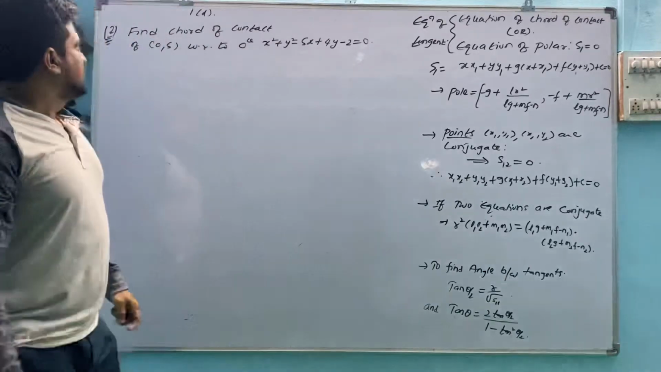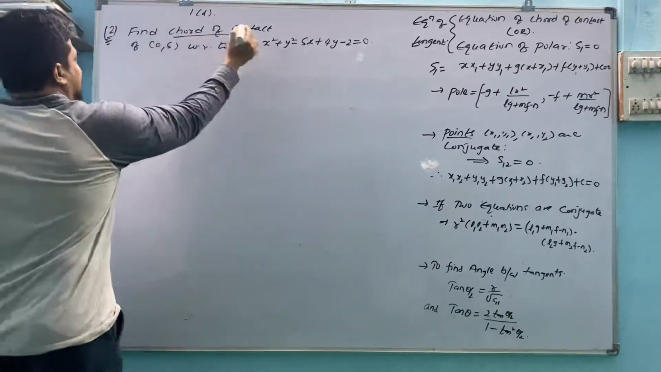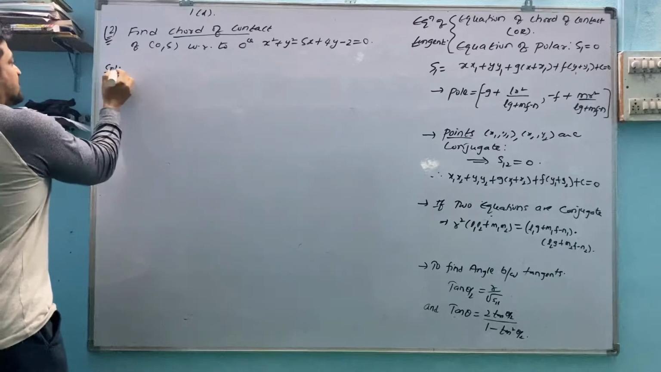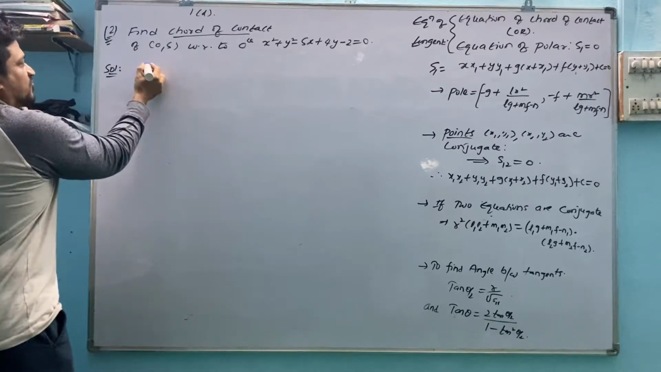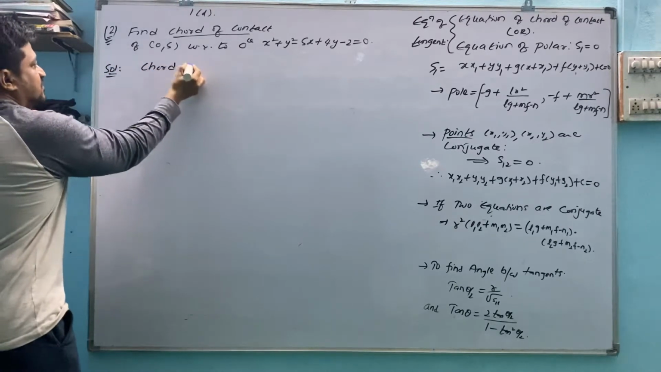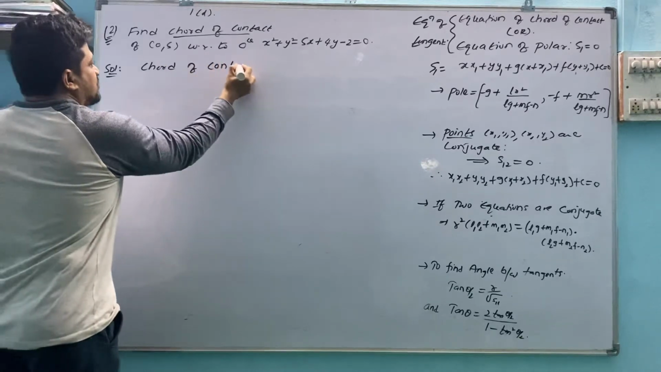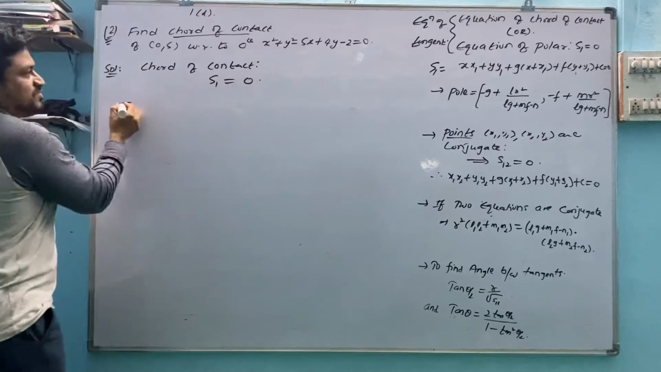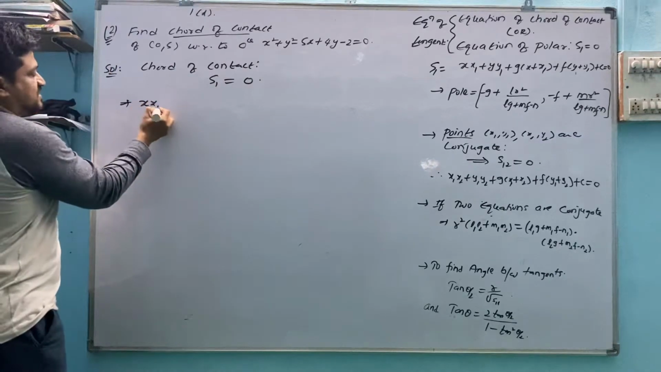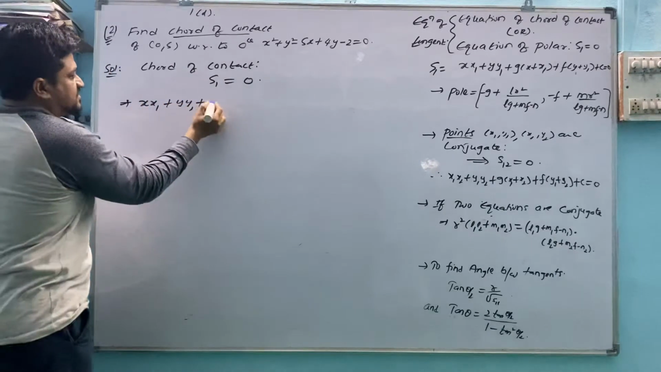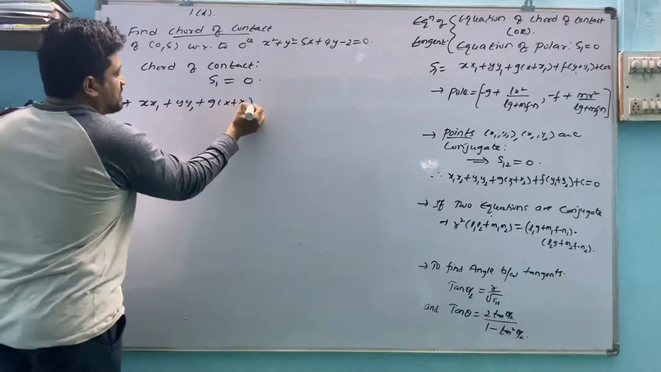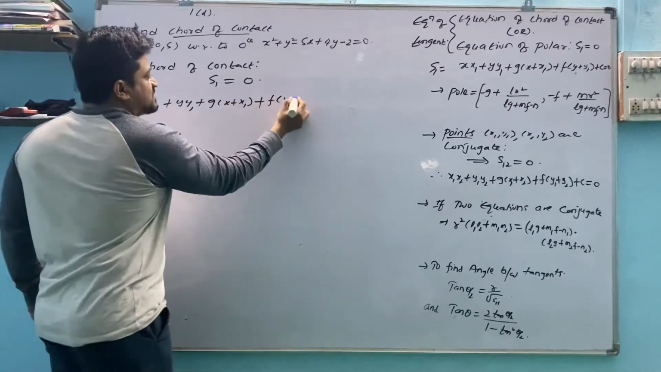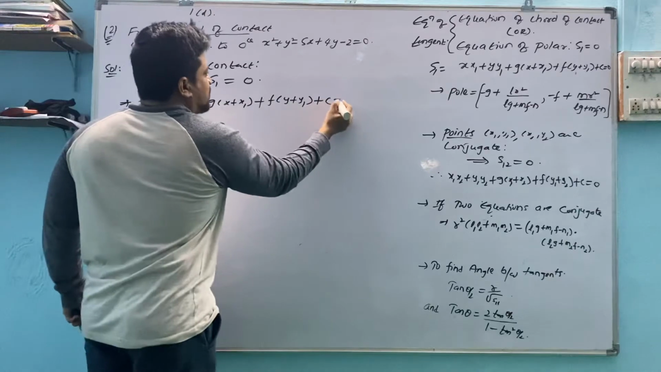First, to find chord of contact, first you should write chord of contact formula. Chord of contact is S1 equals to 0. S1 is x x1 plus y y1 plus g into x plus x1 plus f into y plus y1 plus c equals to 0.